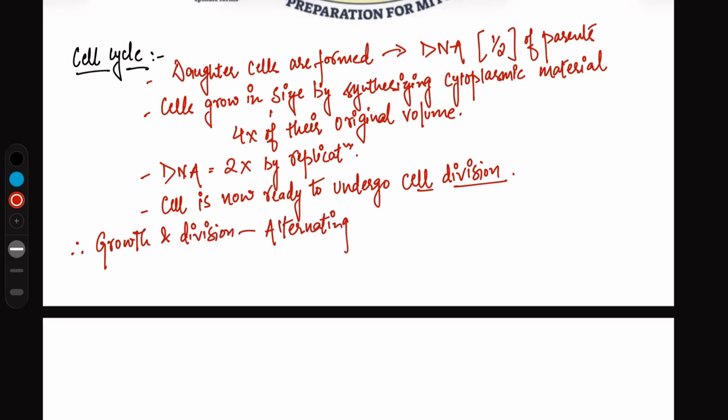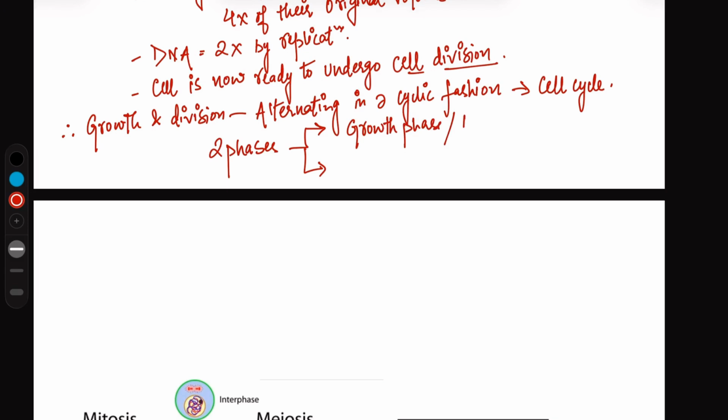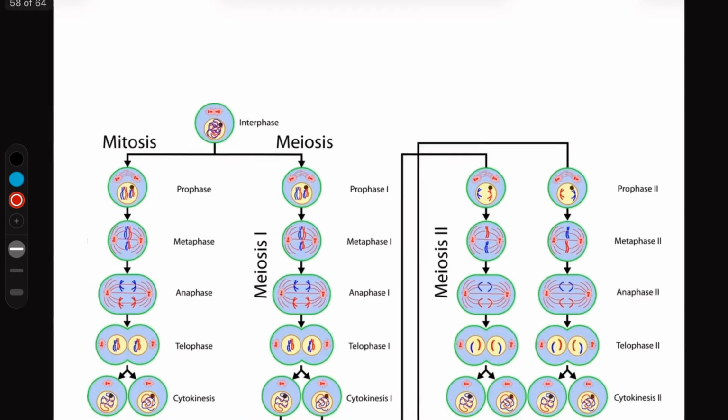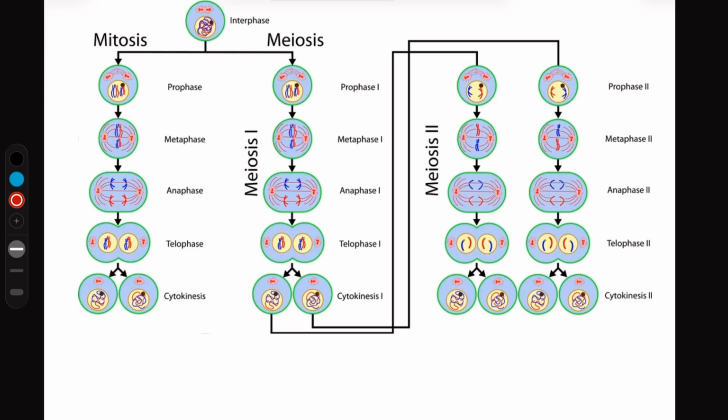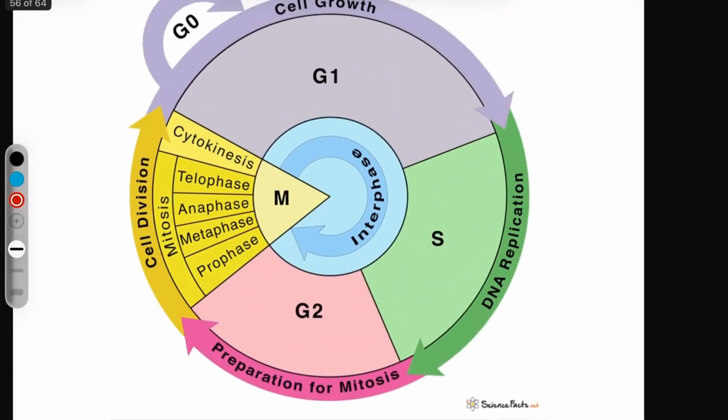Now growth and division both occur alternatively in a cyclic fashion, and this cycle we call the cell cycle. Because it takes place in a cyclic fashion, it is called the cell cycle. Now it involves two phases. First is the growth phase, also called the interphase, and it is usually the non-dividing phase. And the second is the divisional phase, and it involves the division. So the growth phase usually involves G1, G2 and S phases, and division is usually meiosis and mitosis.